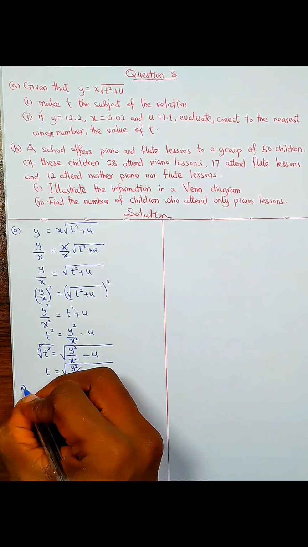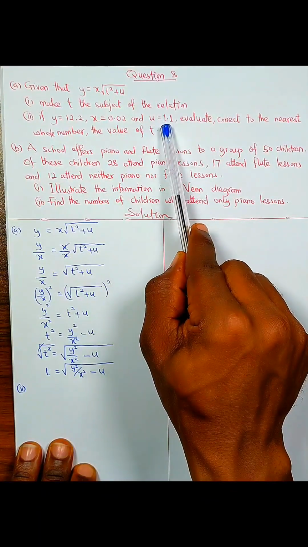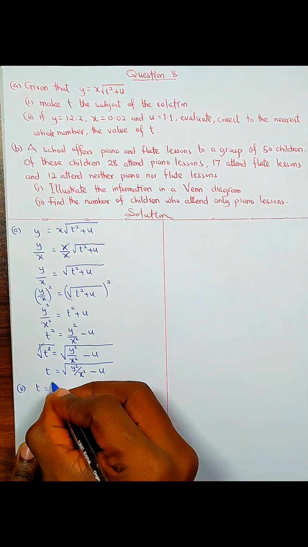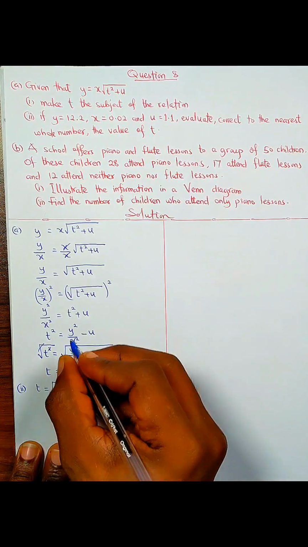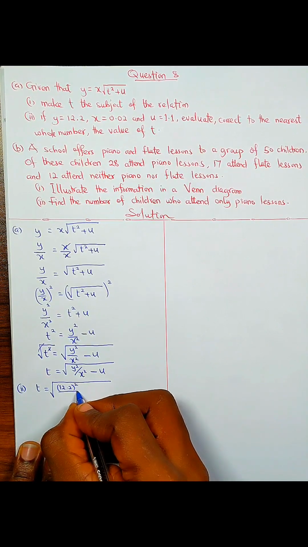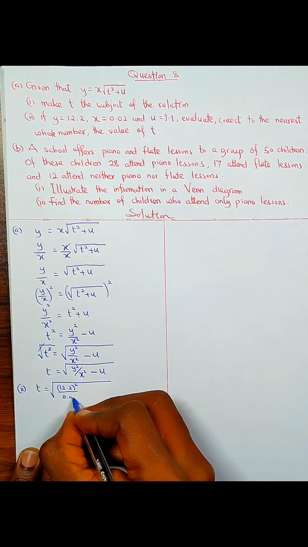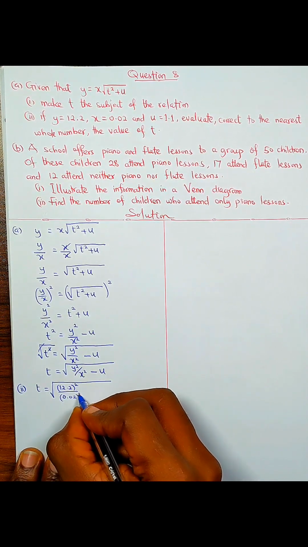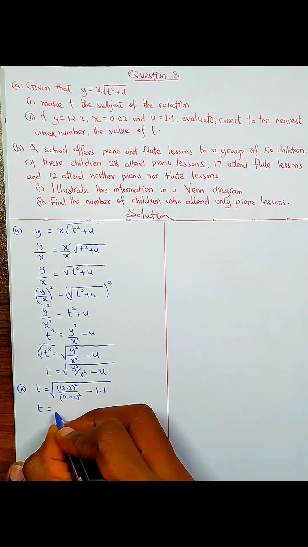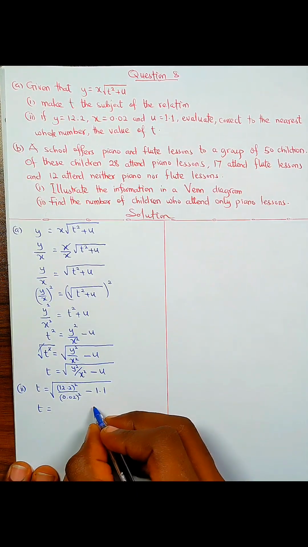Let's go to part two. It has given us values for y, x and u. So you're just going to substitute them in. So t is equal to, what is the value for y? It's 12.2. So 12.2 squared over, what is the value for x? 0.02 squared. What is the value for u? 1.1. So t is equal to, we are going to punch this. I can punch everything on the calculator and then write the value there.